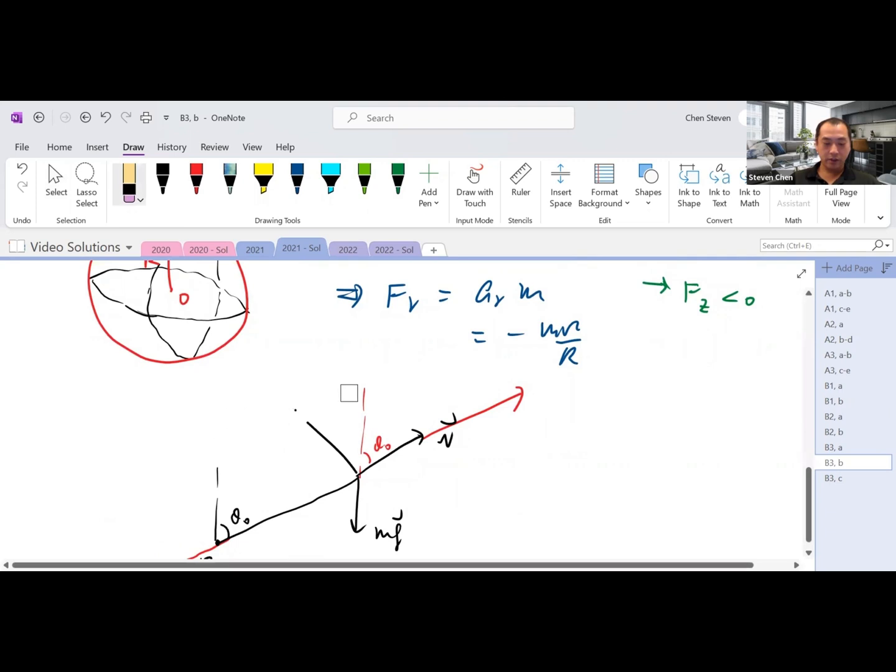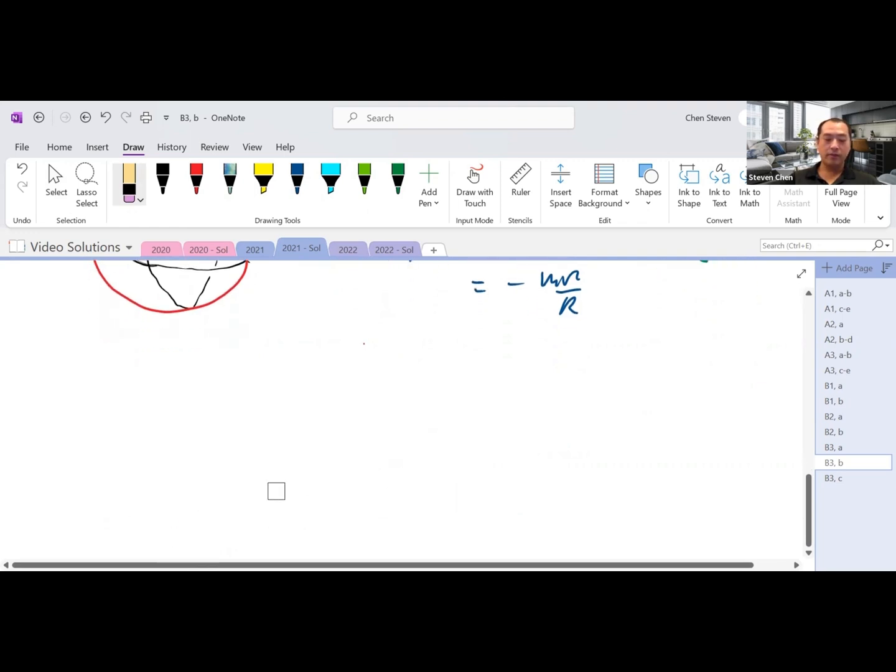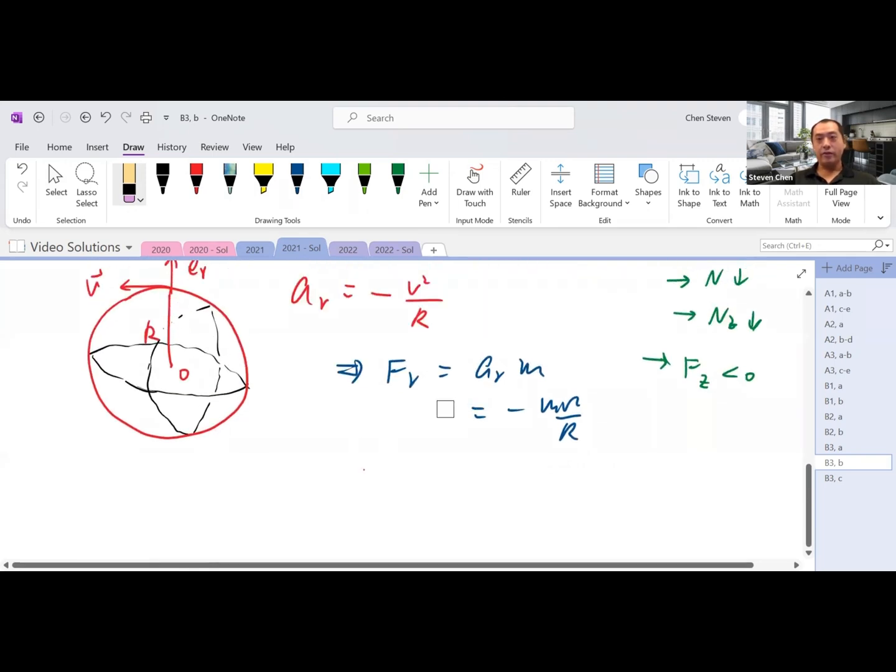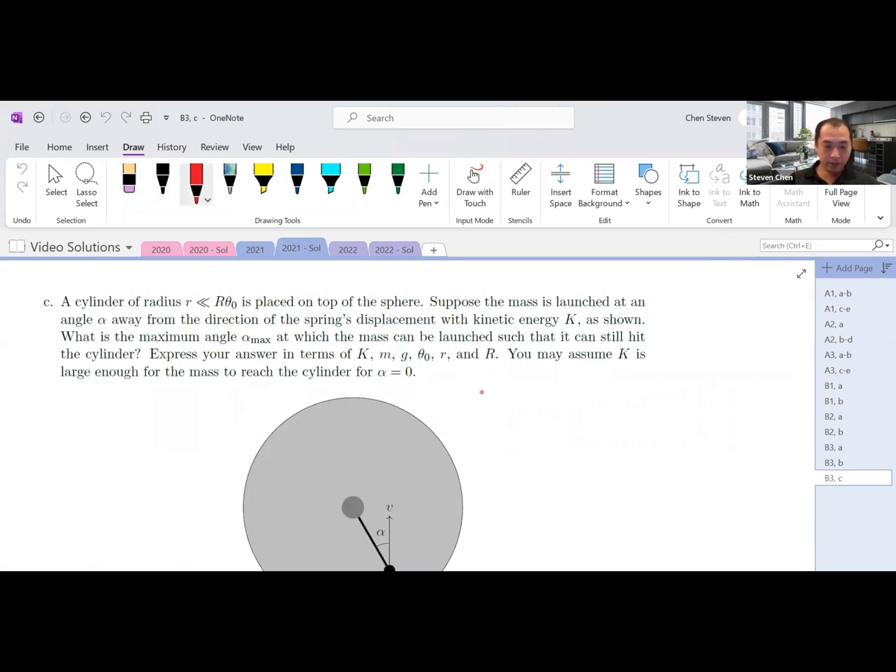The problem doesn't ask us to compute N or T, but if it asked us to compute the initial normal force, we could use the radial component acceleration to compute it. So it's an easy job. All right, that's part B. Then let's move to part C.